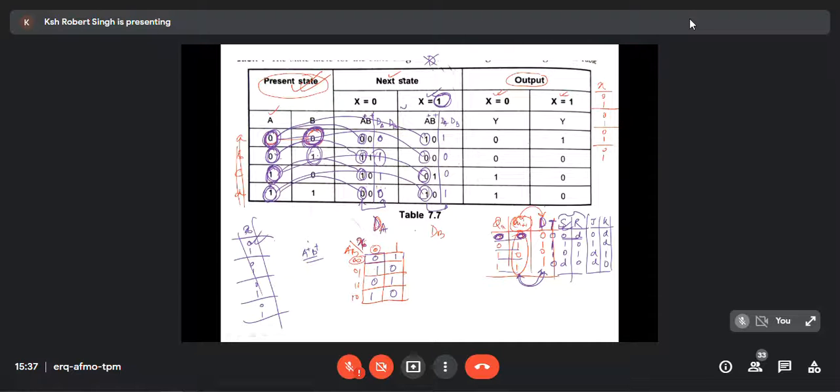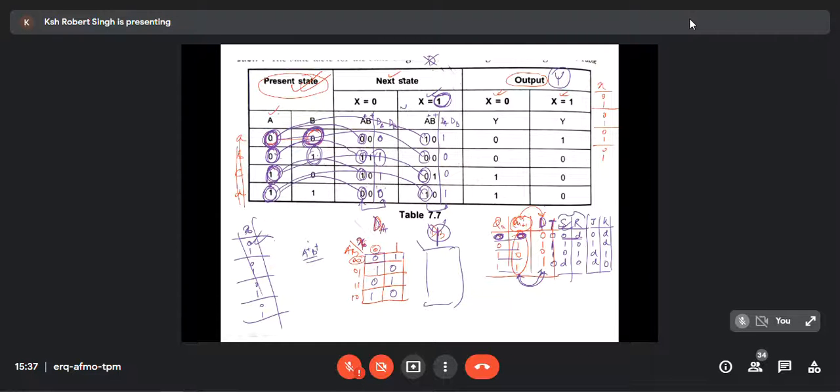And then what about Y? Y is the output Y. Very simple. Suppose there is another box for DB, no problem, DB also we can do it. So instead of DB, if there is Y, then Y is also very easy.